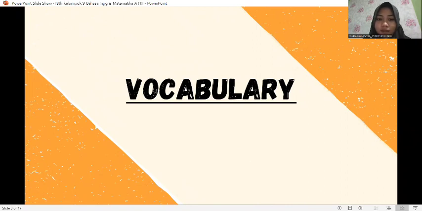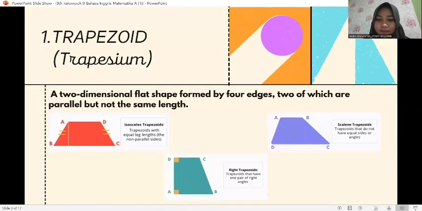Okay, the point 1 is vocabulary. 1. Trapezoid. A two-dimensional flat shape formed by four edges, two of which are parallel but not the same length. For some types of trapezoid, the first in the picture is called trapezoid with equal length are the non-parallel sides.